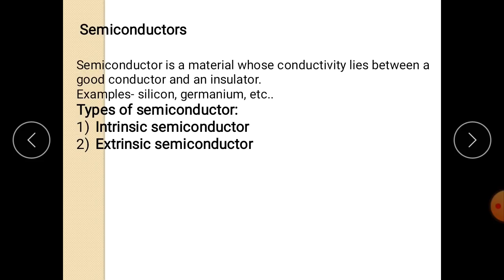Examples of semiconductors are germanium, silicon, gallium arsenide, etc. But the most common semiconducting materials are silicon and germanium. There are two types of semiconductors. One is intrinsic semiconductor and second is extrinsic semiconductor.